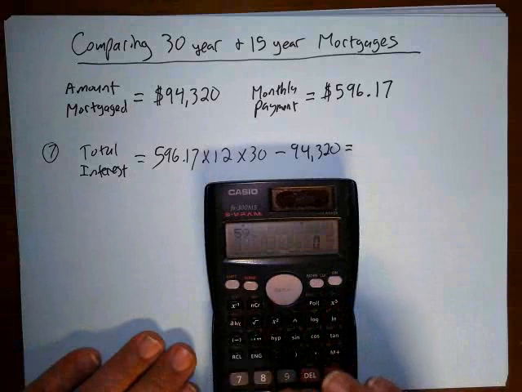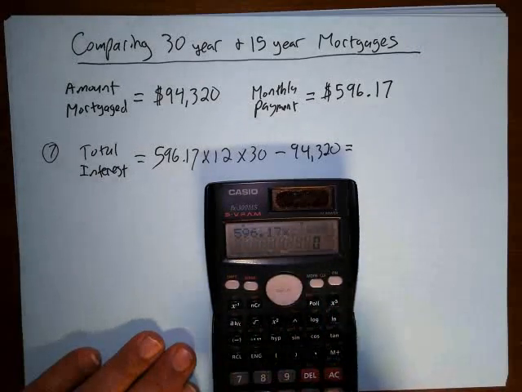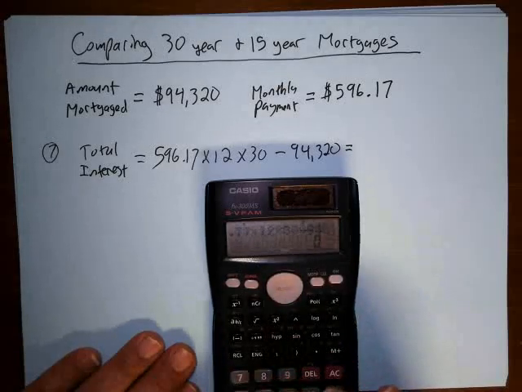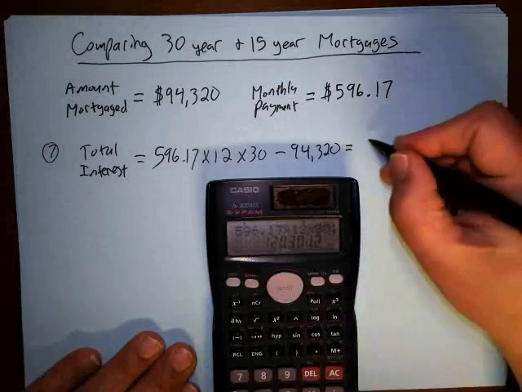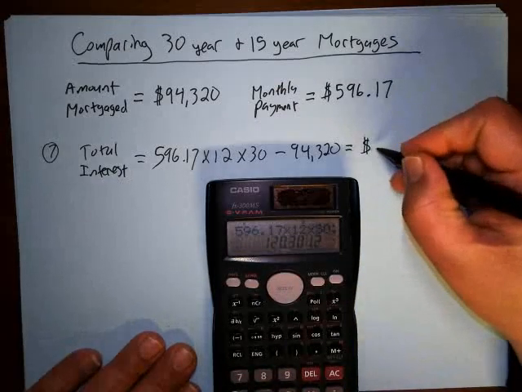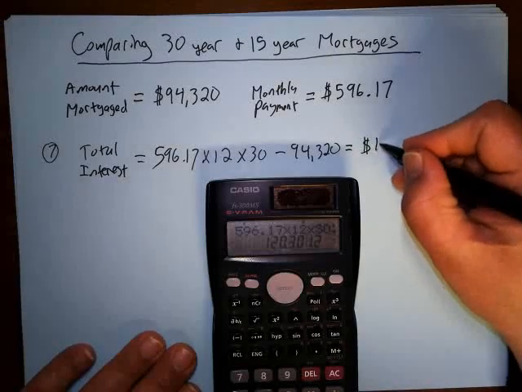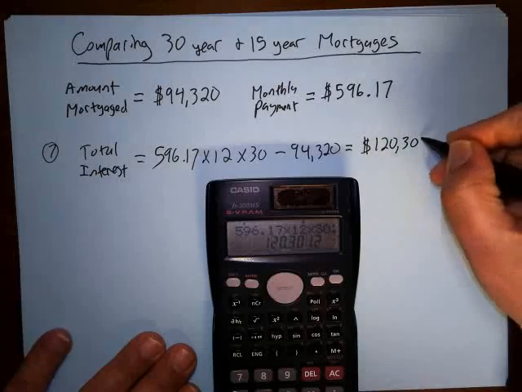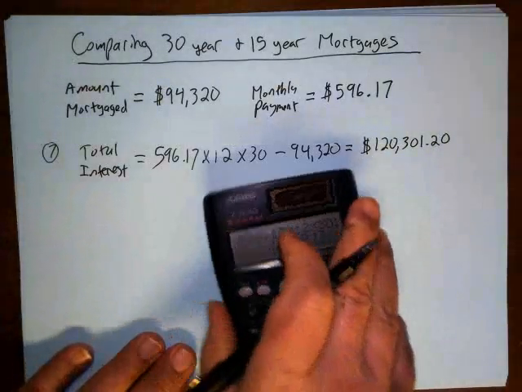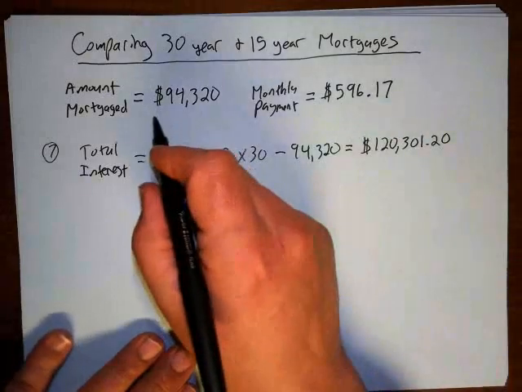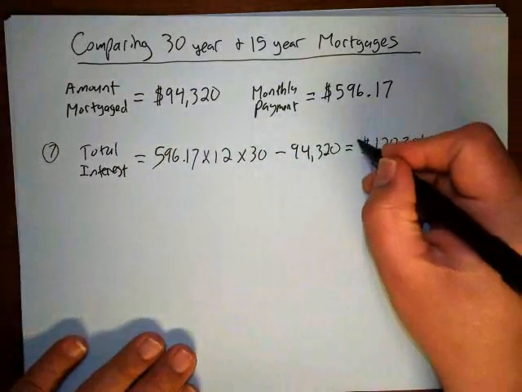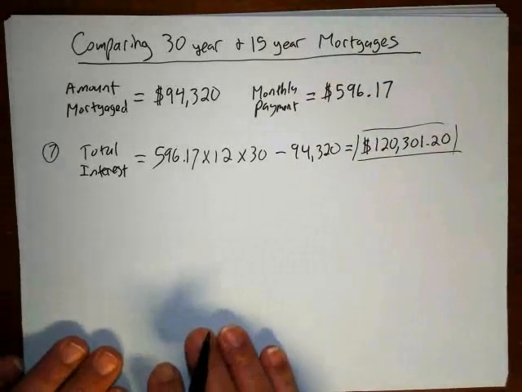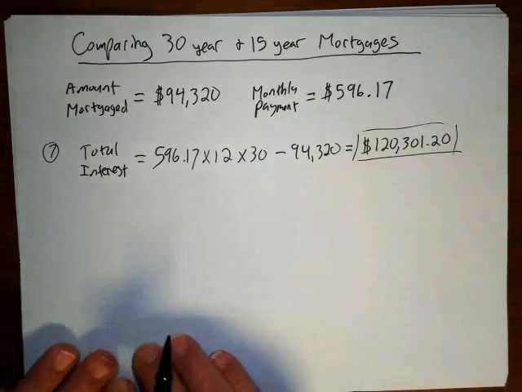So $596.17 times 12 times 30 minus $94,320. And it looks like the total amount of interest that I pay here is $120,301.20. So notice this is actually more than the amount I borrowed. Okay, so this is a lot of interest here, more than I'm actually borrowing. And I'm paying that over the course of 30 years.